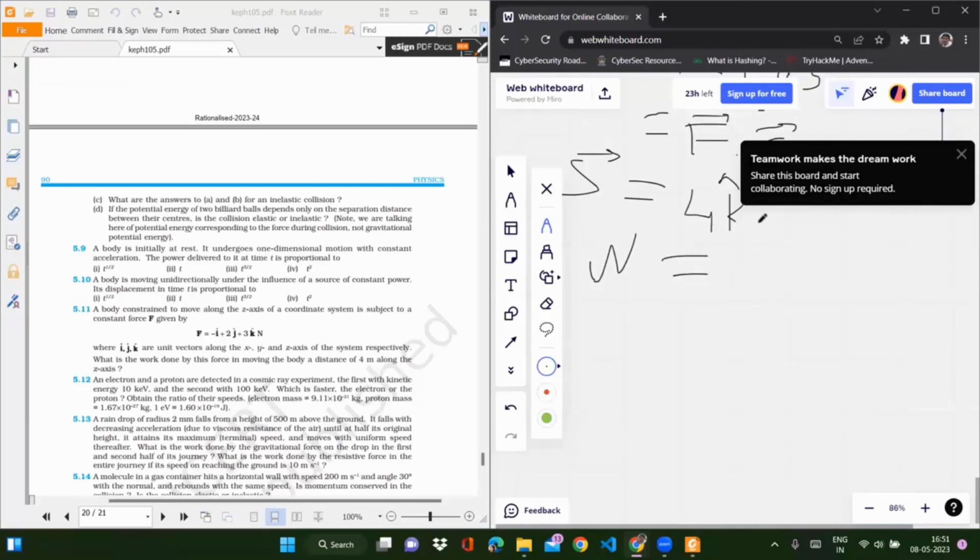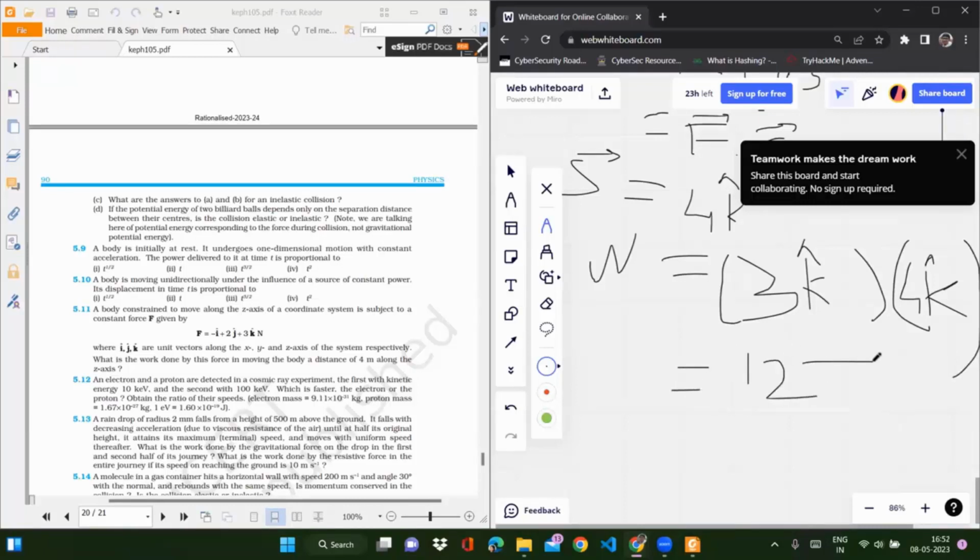As we know, i dot k is 0, j dot k is 0. Only the k component or the z component will have the work done, 3k into 4k, as k dot k is 1. The others are 0, i dot k, j dot k are 0. So the work done will be 12 joules.